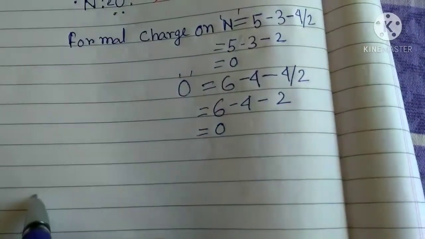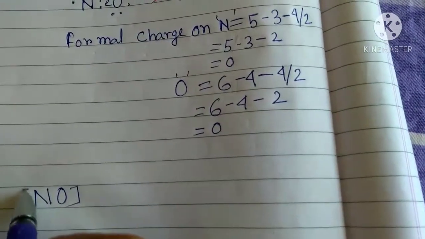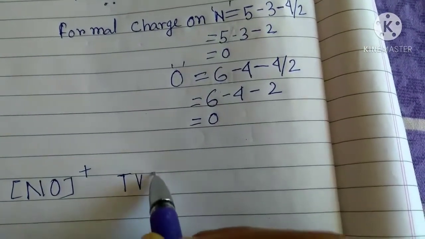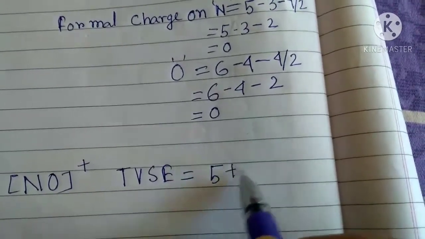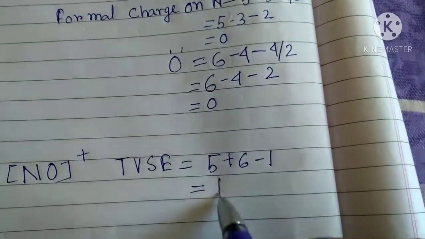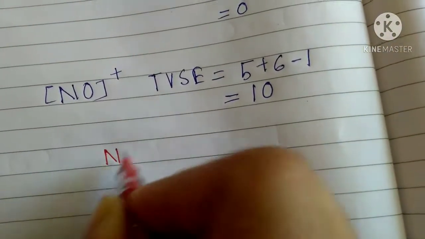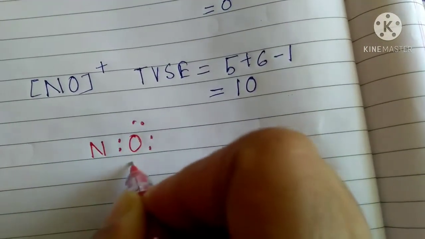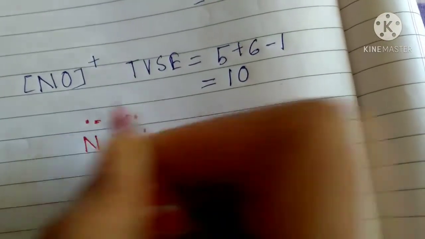Now for NO plus, the number of total valence shell electrons is 5 plus 6 minus 1 for this plus charge, so that will be 10. Now you draw the structure: N O bonding electrons, then 1 2 3 4 5 6 7 8 and 9 10.